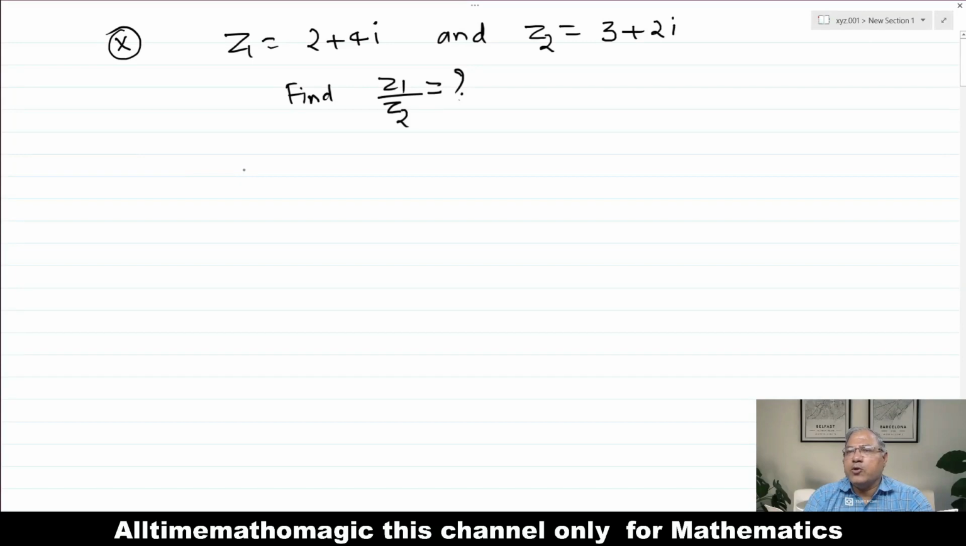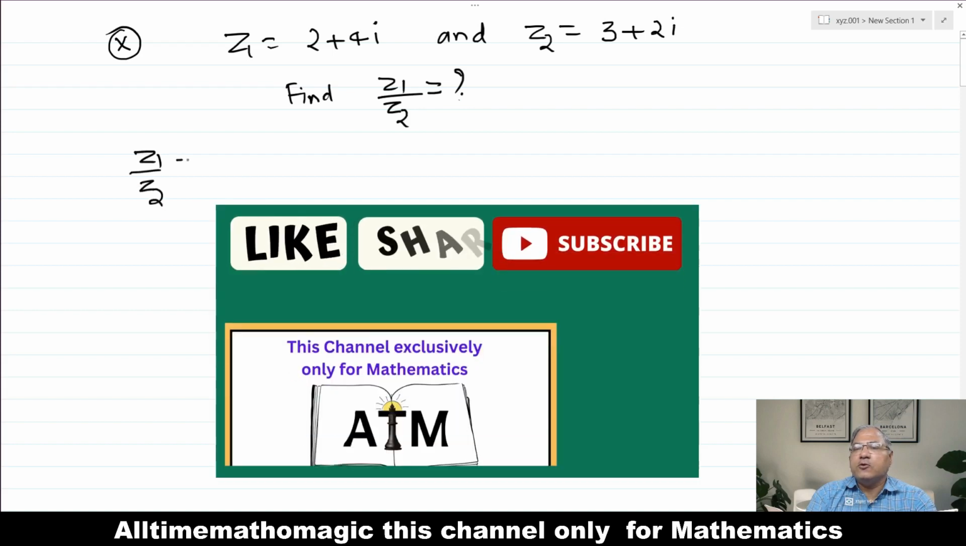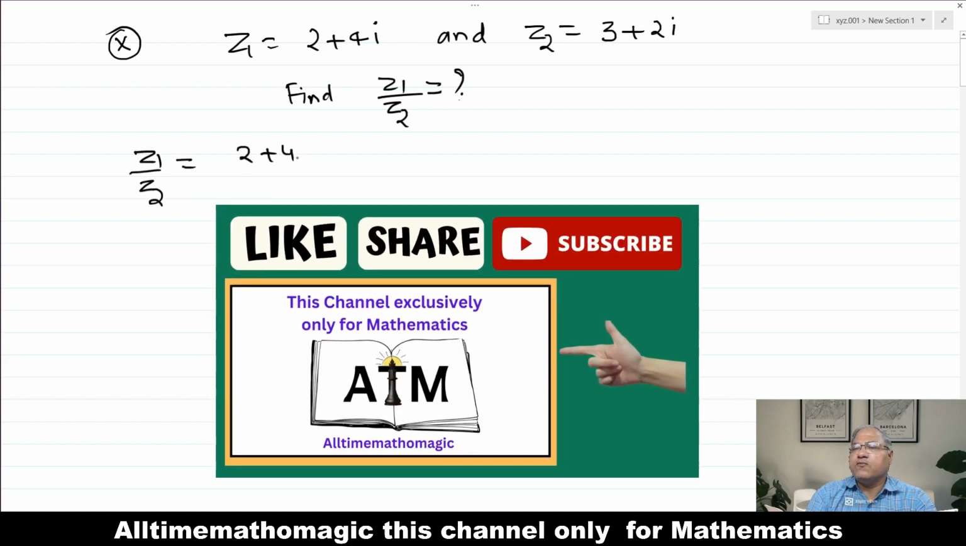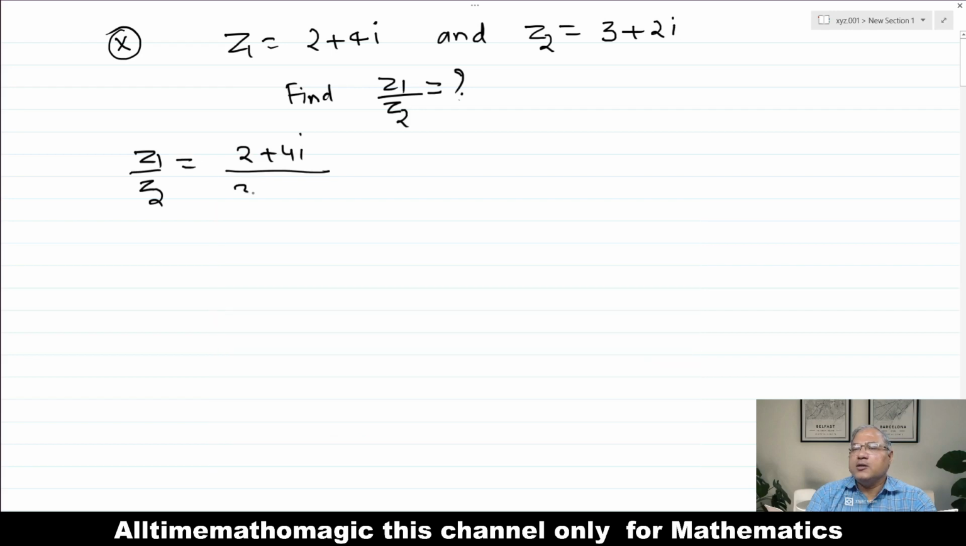Here I am going to explain how to perform the division of complex numbers. For that, I have two complex numbers, Z1 and Z2, where Z1 equals 2 plus 4i and Z2 equals 3 plus 2i, and we need to find Z1 upon Z2. So how do we perform that? Let us see. First of all, Z1 upon Z2 equals 2 plus 4i upon 3 plus 2i.